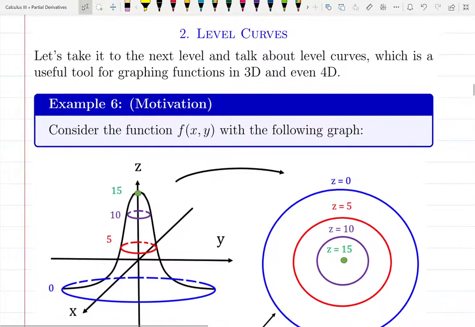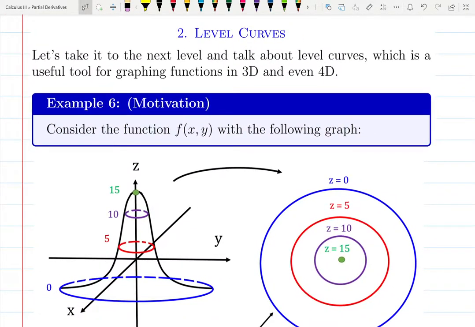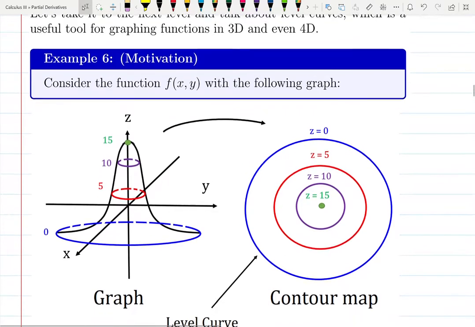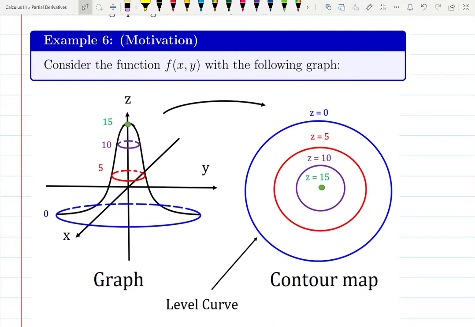Level curves. Today's class is actually about level curves. Level curves, this is all your homework is about. Let's take a look to the next level of 3D and see what level curves are. This is a useful tool for graphing functions in 3D, 4D, 5D, and so on. Consider the function f of x and y and see the graph on the left, some kind of bell, right?